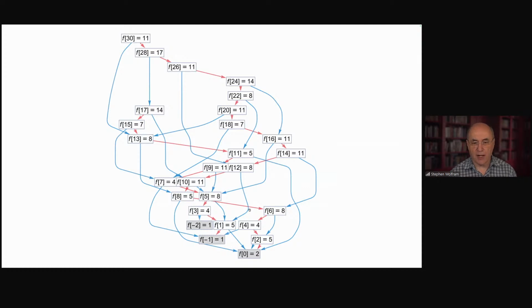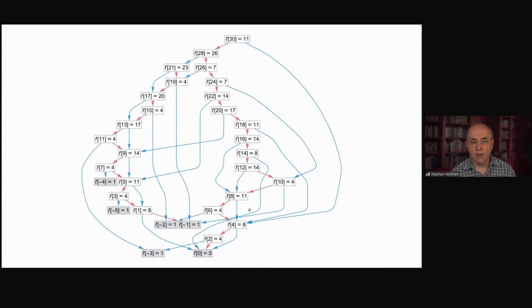And this is the evaluation graph. It's just going down to the initial values f of 0 equals 2. In this case, f of minus 1 is 1, f of minus 2 is 1. By comparison, here's the evaluation graph for f of 0 equals 5, and that involves 6 initial values.